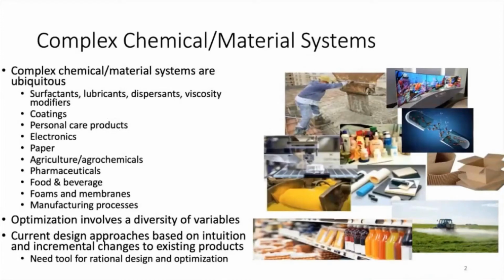Complex material systems are ubiquitous. They are all around us in the form of surfactants, coatings, various consumer products, electronics, agriculture, pharmaceuticals, and other things. The design and optimization of these generally involves working in a high dimensional space due to the number of experimental variables that we have at our disposal. But the way we currently approach this design process is largely based on either intuition or really what are incremental changes to existing products. So there's a real need for design tools to do this process.